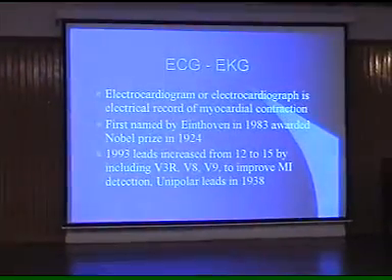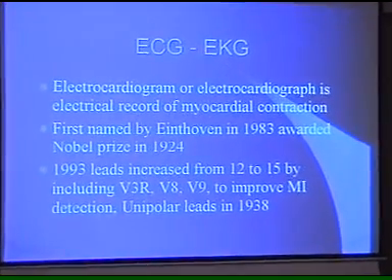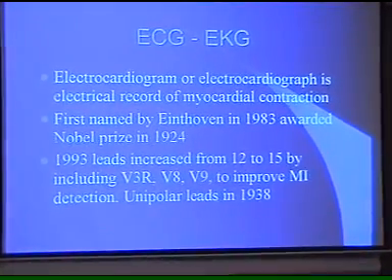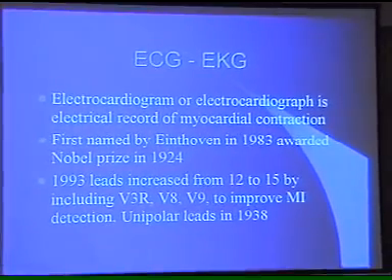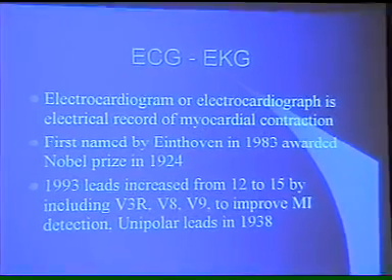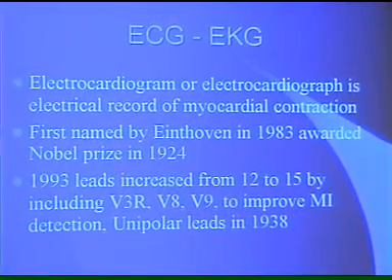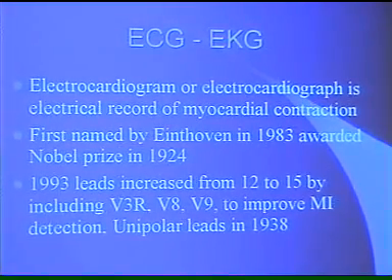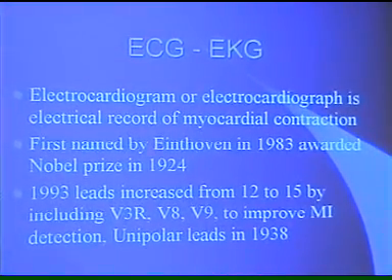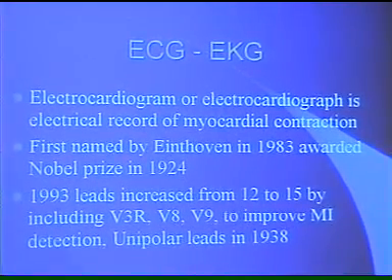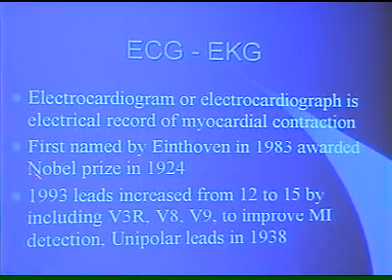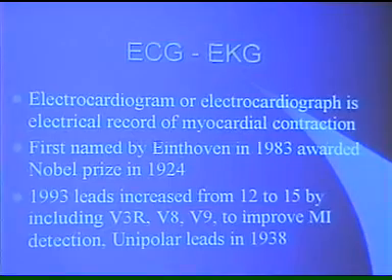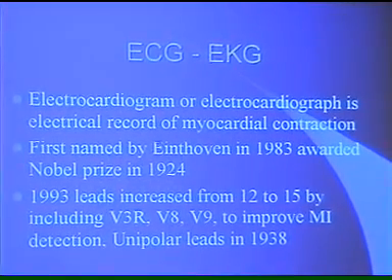The electrocardiogram or graph, as we all know, is the electrical activity of the cardiac contraction. It was first named as EKG by Einthoven in 1883, and he was awarded the Nobel Prize in 1924. And he did a lot of work to actually develop and improve the ECG.